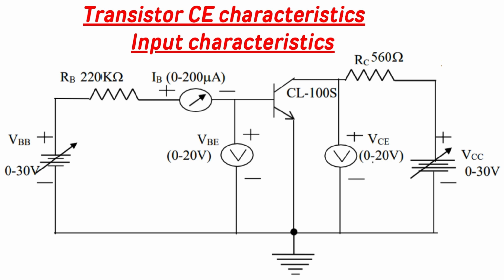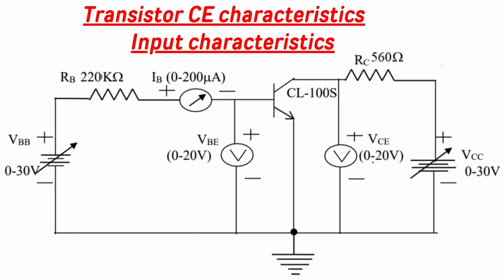Now the base emitter junction is forward biased. The voltmeter you are placing is VBE, of rating 0 to 20 volts. Positive is connected to p-type material and negative is connected to n-type material, so the input is in forward bias condition. We will place one resistance of 220 kilo ohms. Since the current flowing in the base circuit, IB, is the base current, which is in microamperes, that's why we are placing 0 to 200 microamperes.